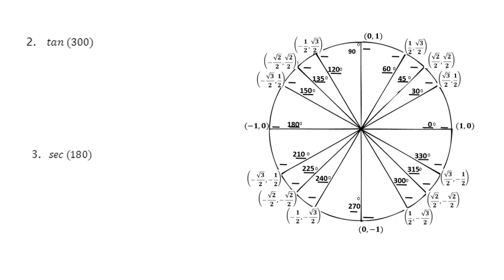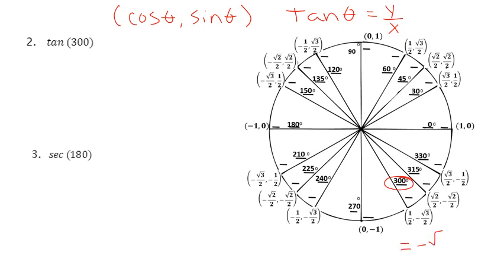So tangent of 300, we're going to use the idea again that cosine, sine is x, y, and tangent is going to be y over x. All right, so tangent of 300, we have 300 degrees right here. We want tangent, so I'm going to do -√3/2 over 1/2. The 2's cancel out, and I'm left with -√3/1, or just -√3. And so my exact answer would be -√3.